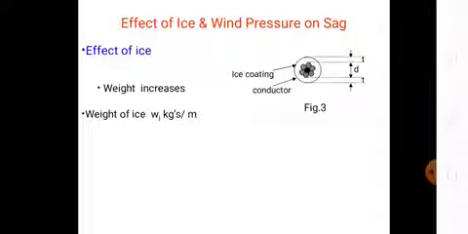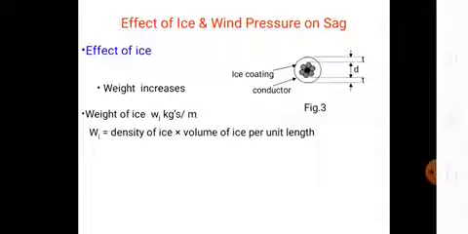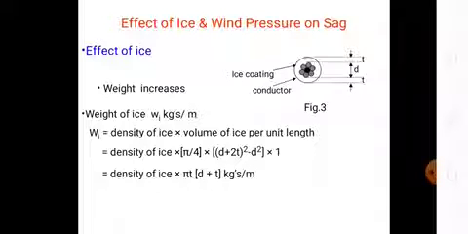The weight of the ice Wi is in kgs per meter. That is Wi is equal to density of ice into volume of ice per unit length. What is the volume of ice? That is pi by 4 into (d square minus D square), the outer diameter minus the inner diameter. Capital D is nothing but small d plus 2t. So here it is the a plus b whole square formula.